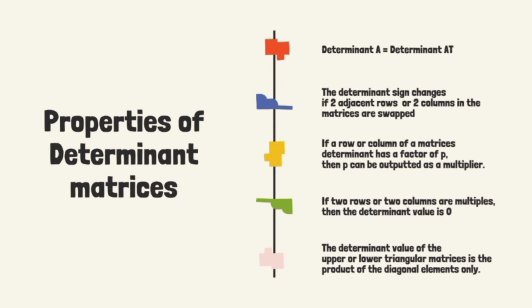And then the determinant of a matrix has 5 properties. First, determinant A equals determinant A transpose. Number 2, the determinant changes sign if two adjacent rows or two columns in the matrix are swapped. And the third, if a row or column of a matrix has a factor of P, then P can be taken out as a multiplier. And if two rows or two columns are equal, then the determinant value is 0. And the last, the determinant of an upper or lower triangular matrix is the product of the diagonal elements only.